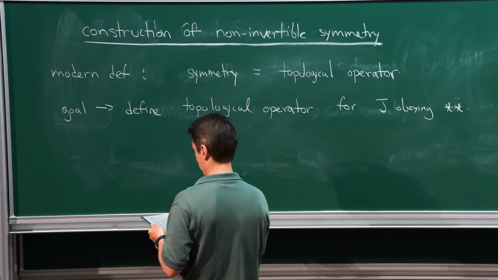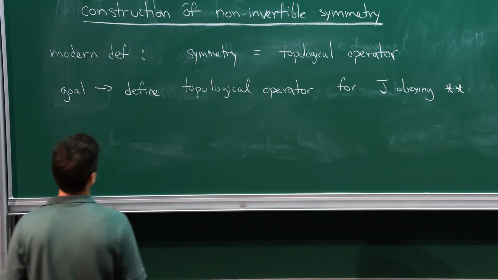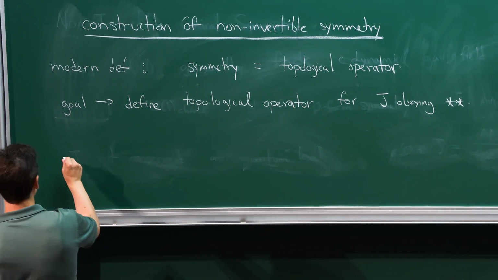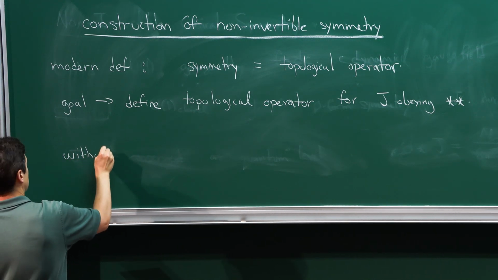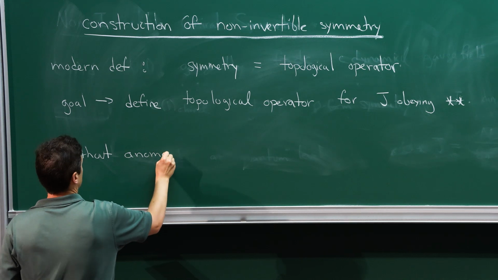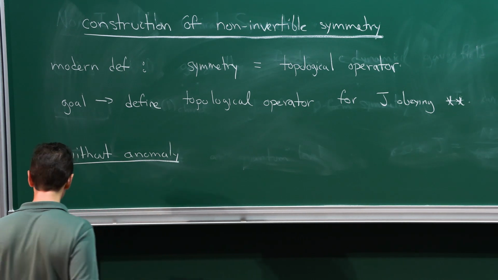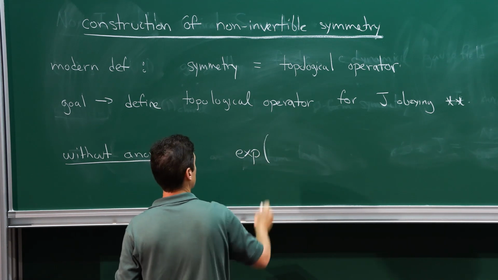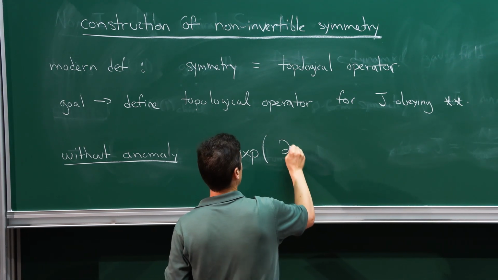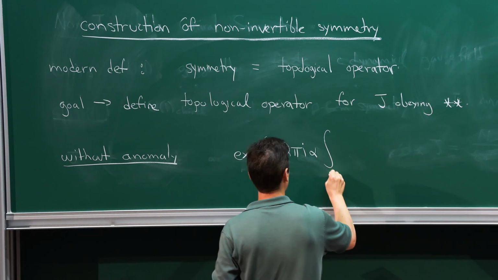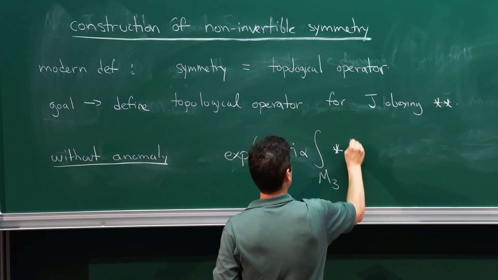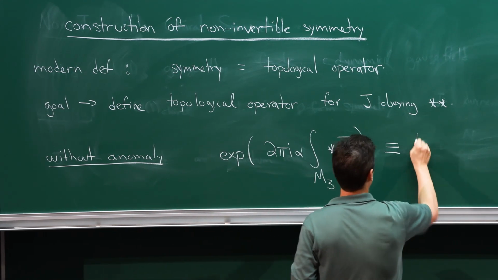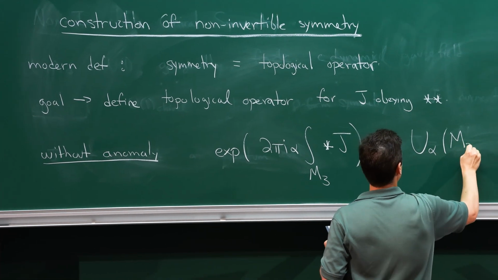Now, without the anomaly, this is easy. So let's first do that, and then we're going to have to modify it somehow. If I first drop the divergence, we just define the exponentiated integral of the Hodge dual of the current. Let me give this some notation. We will call it U alpha of M3.